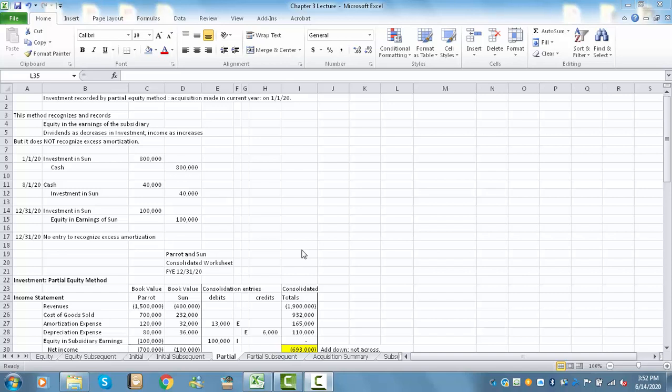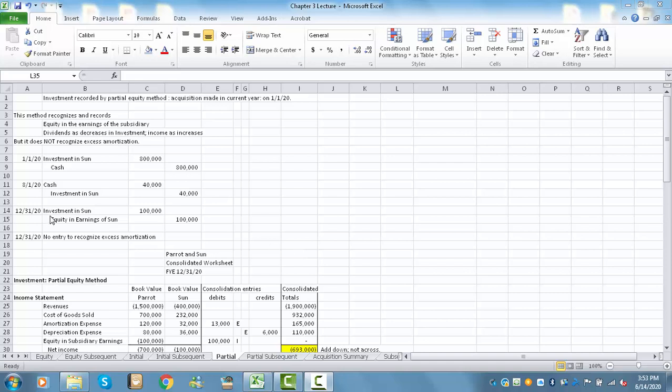Now we're going to look at the partial equity method for the year of acquisition. This method recognizes and records equity in the earnings of the subsidiary. In other words, dividends are recorded as decreases in the investment account and income as increases in the investment account. But the difference between this and the equity method is that it does not recognize the excess amortization.